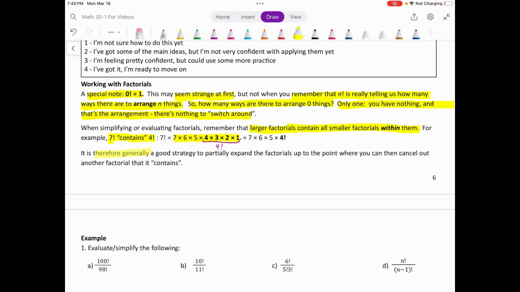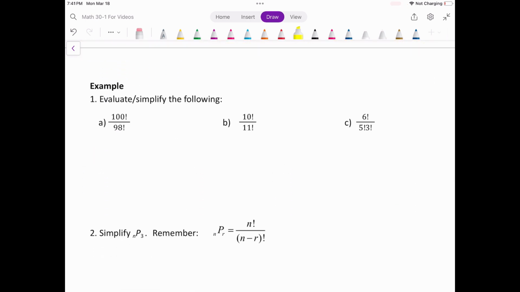So it's generally a good strategy to partially expand the factorials up to the point where you can cancel another factorial that it contains. Let's see what that looks like in action with a few examples. First one: 100 factorial over 98 factorial, okay? Again, 98 factorial is within 100 factorial, right? So it's a good idea to say, which one's larger? And then start expanding that until you get to the point where you can cancel out the smaller one.